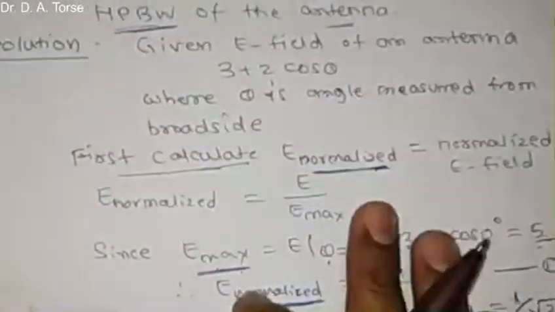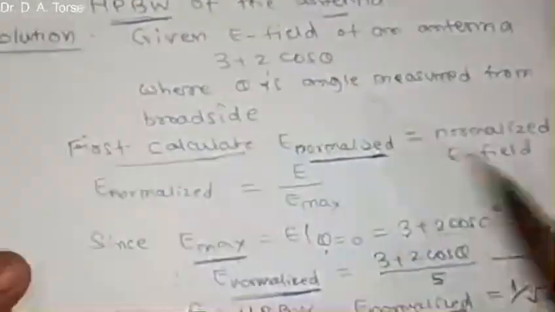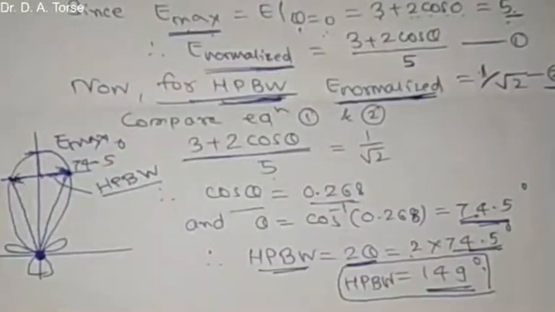So these are the two examples of computing gain and directivity, and in this example we computed approximate HPBW. In the next video we will be discussing the computation of effective aperture and directivity of lambda by 2 and short dipole antenna.